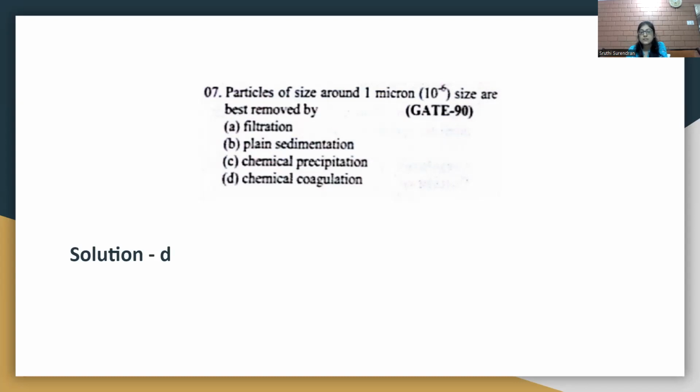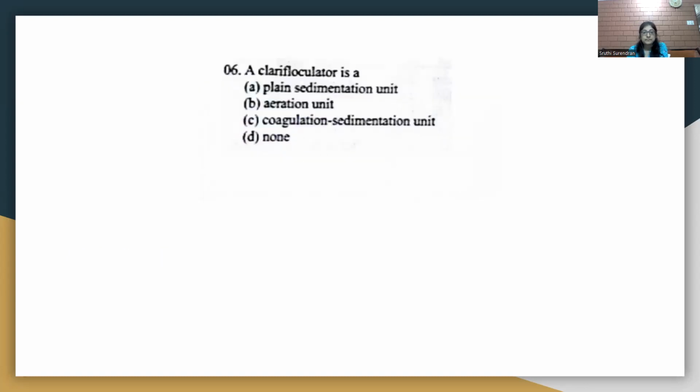Dissolved solids cannot be removed through coagulation, but colloids can be removed through coagulation and suspended particles through sedimentation, after which you can filter. Coagulation will be done, and after that only filtration will be done.